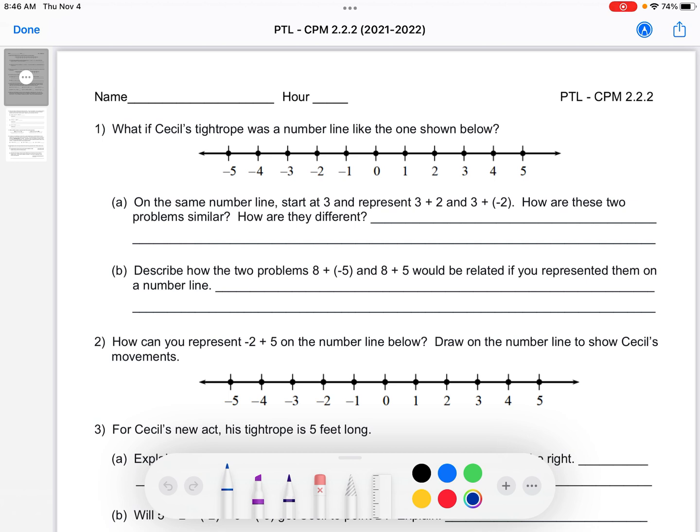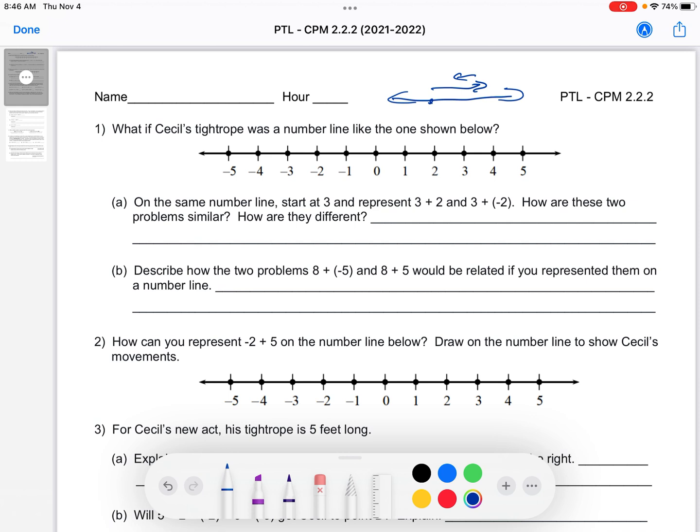So what is Cecil's tightrope? What if Cecil's tightrope was a number line like the one shown below? Now remember, Cecil's the person who's going to go back and forth on a tightrope, moving this way or this way in each direction. Now we're introducing negatives, right? So on the same number line, start at 3 and represent 3 plus 2.